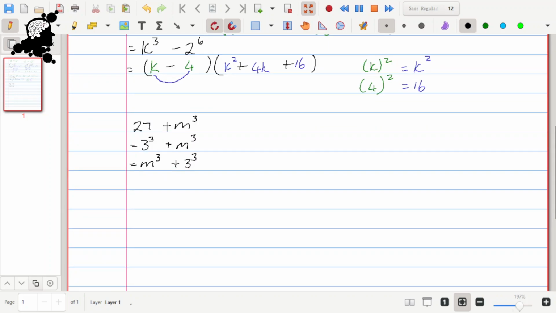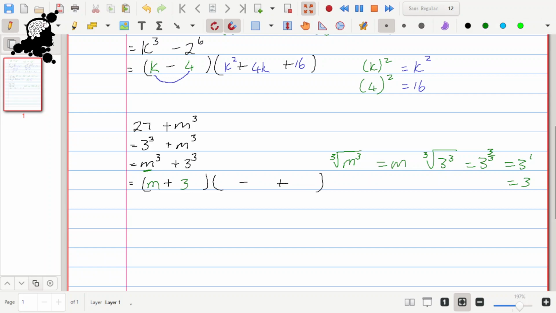Since we've got a sum of two cubes, we know we must have a small bracket and a big bracket. The small bracket takes the sign of the middle term. We have minus, we have plus. To get the first term, we say the cube root of m cubed, that's our original expression. This is going to give you m. Let's put m there. Now, the cube root of 3 to the power 3, from laws of exponents, is 3 to the power 3 over 3, which is 3 to the power 1. This is just 3, so I've got 3 there.